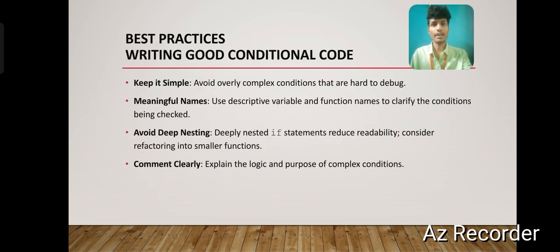Best practices: writing good conditional code. Keep it simple. Avoid overly complex conditions that are hard to debug. Meaningful names. Use descriptive variable and function names to clarify the conditions being checked. Avoid deeply nested if statements, which reduce readability. Consider refactoring into smaller functions. Comment clearly. Explain the logic and purpose of complex conditions.